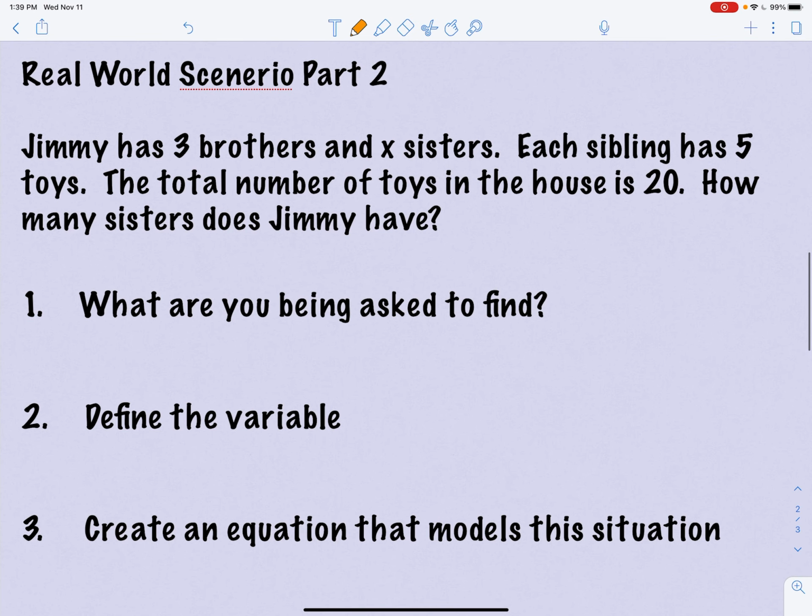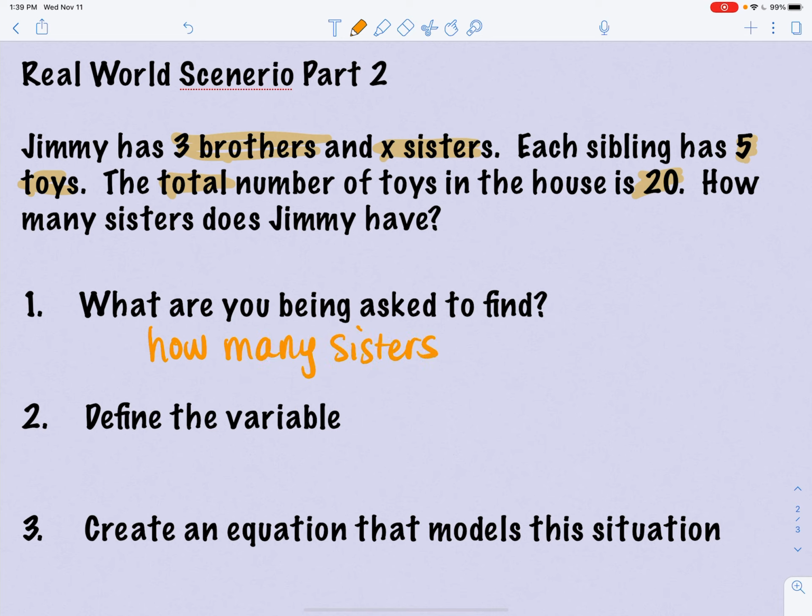Okay, this one is like what we've done the past couple of days. Jimmy has 3 brothers and an unknown amount of sisters. Each sibling has 5 toys. The total number of toys in the house, so total, is 20. How many sisters does Jimmy have? All right, so what are we being asked to find? We're being asked to find how many sisters. So then the variable is, we're going to say x equals the number of sisters. This one, it says it in the problem.